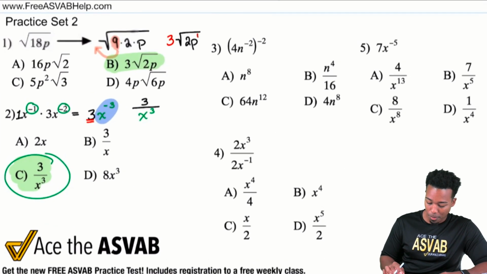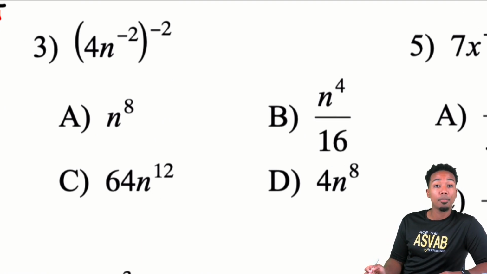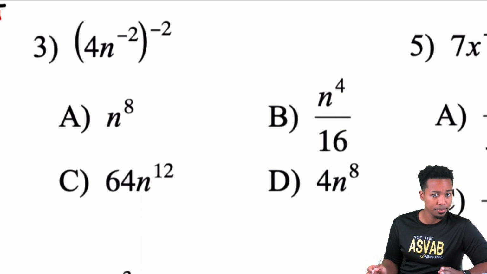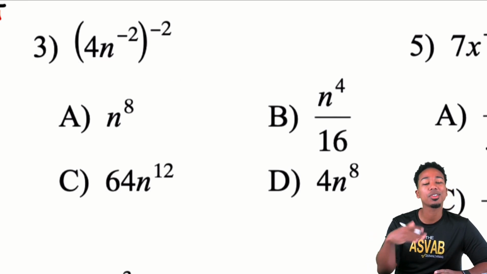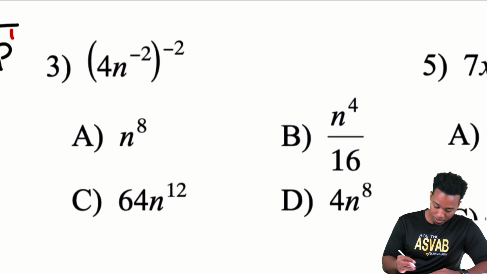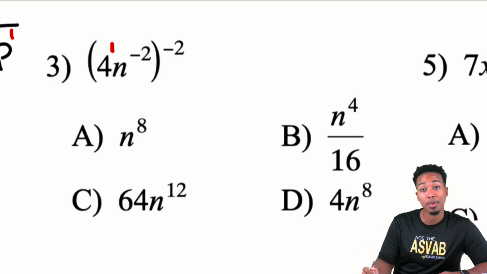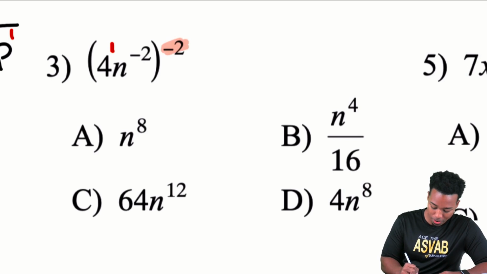So let's keep it moving here, my party people. We got number 3 happening right now. So number 3, we have a power to a power. Follow the rules. When you have a power to a power, multiply those exponents. And so what we're going to have here is, remembering that the 4 has a power of 1 on it, and then the n has a power of negative 2.